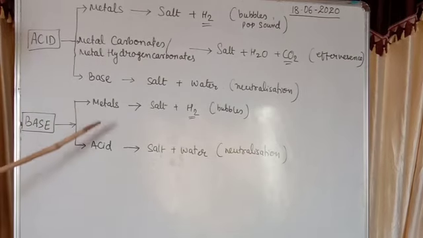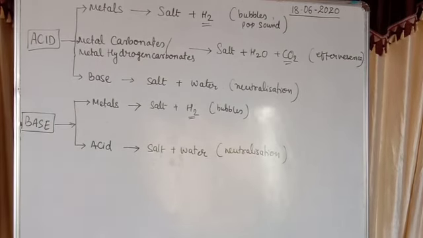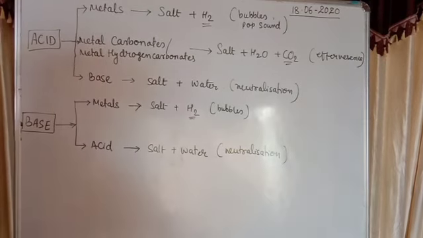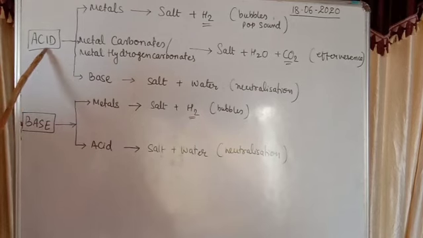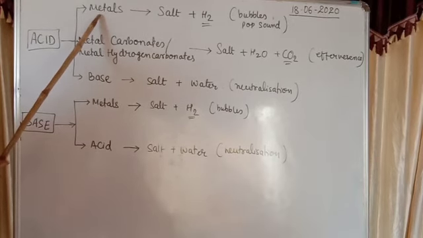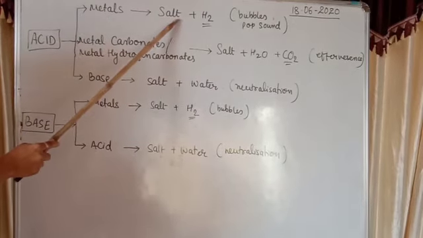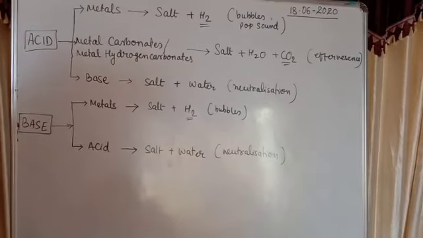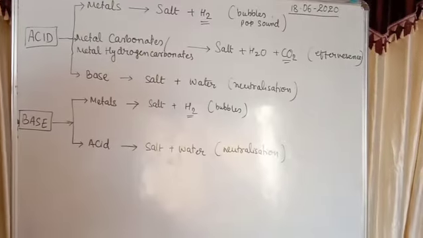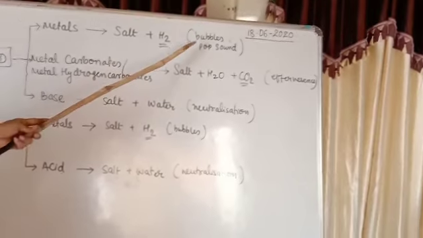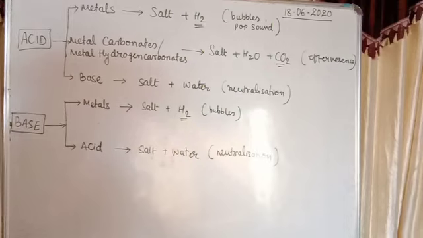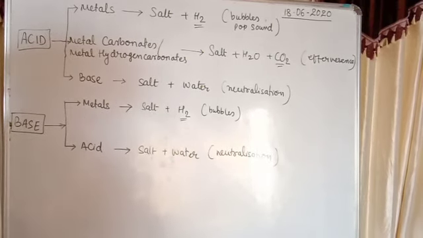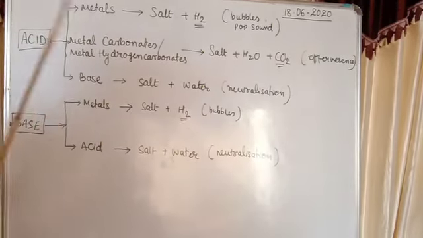This much we have done. Still some reactions are there. So when we go through the chapter, then we will write all the reactions together. Acid reacts with metals, we get a salt and hydrogen gas. How can we observe it? Yesterday we have seen. We can observe it by observing bubbles and a pop sound when we bring a lighter or candle near the mouth of the test tube.